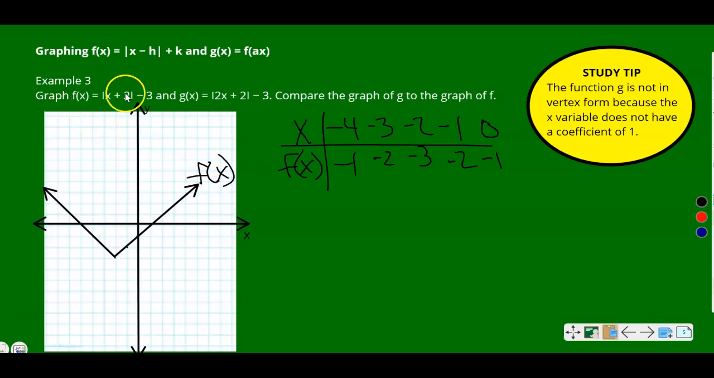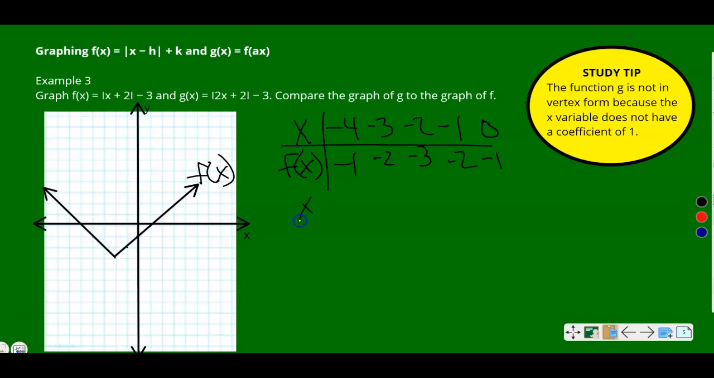All right, now we need to make another table of values to represent g of x. Because g of x has a 2 here multiplied on the x, that changes this. This is not really vertex form. You can see the study tip: the function g is not in vertex form because the x value does not have a coefficient of 1. So the coefficient here is 2. So the vertex is going to be changed just a little bit. We know it's still going to be in this general area, but let's use a table of values to see what g of x looks like.